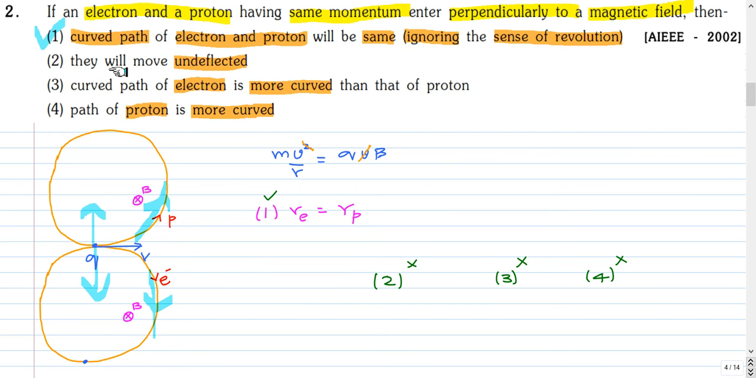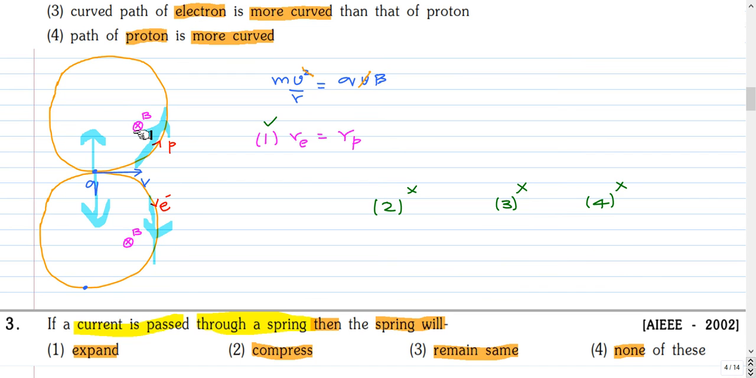Option 2 says they will move undeflected. That's not true. Options 3 and 4 say the curved path of electron is more curved and of proton is more curved. The radius of curvature of both electron and proton are same. So options 3 and 4 are also not correct. This is the next question. If a current is passed through a spring, then the spring will expand, compress, remain same, or none of these. You can pause and attempt this question.